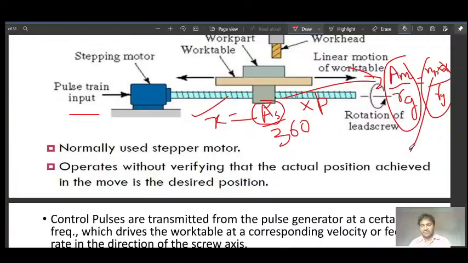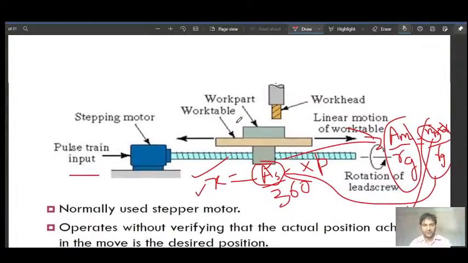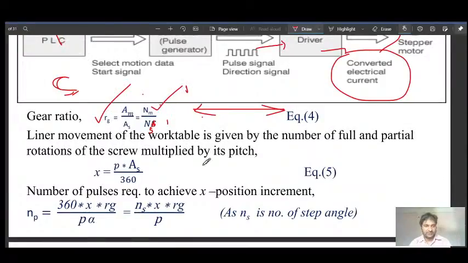And same way we can find out, if we use this value in place of as and p alpha by rg. So rearrange it, we can find out how many number of pulses we need to drive the table x position. It means, as we have this, let's go to the formula. This tells us that we have calculated it.